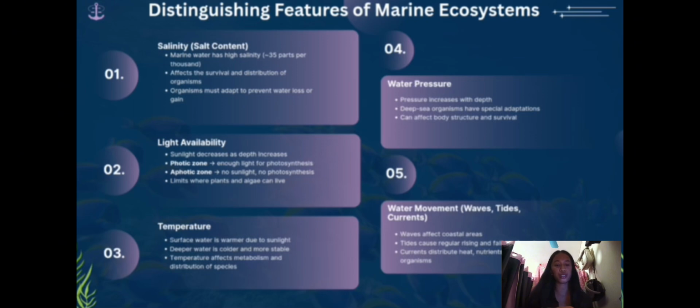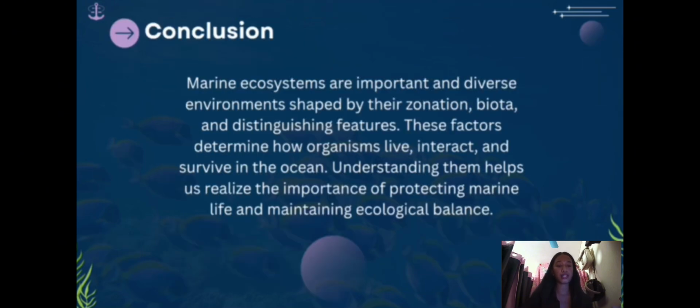So, in conclusion, marine ecosystems are important and diverse environments shaped by their zonation, biota, and distinguishing features. These factors determine how organisms live, interact, and survive in the ocean. Understanding them helps us realize the importance of protecting marine life and maintaining ecological balance. And that's all from my report.